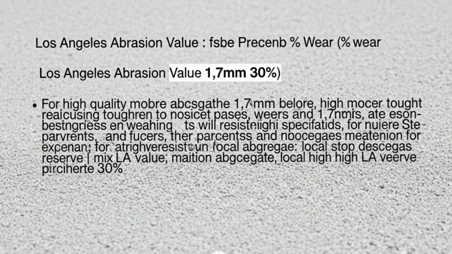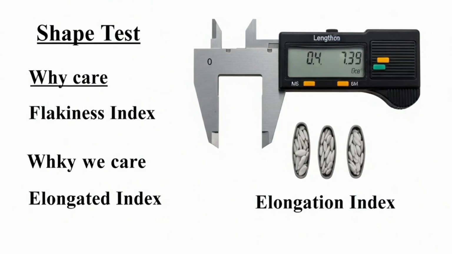The physical characteristics of the individual particles are also vital. This is where the shape tests come in, the flakiness index and the elongation index. Flaky particles are those whose thickness is less than 0.6 times their mean sieve size. Elongated particles are those whose length is greater than 1.8 times their mean sieve size.